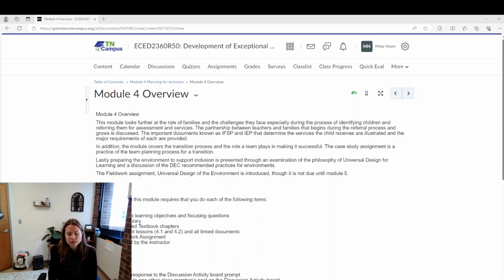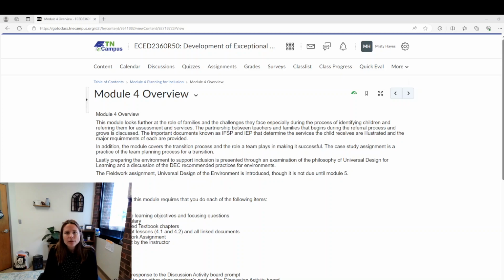So when we're talking about transition, we have what we call a receiving team, which is the team that's going to receive that child. And then we have the other team where the child initially was at, right? So we need to make sure the two are working together and both create a plan to make sure that this transition is as seamless as possible and supports are in place for that child during this transition.